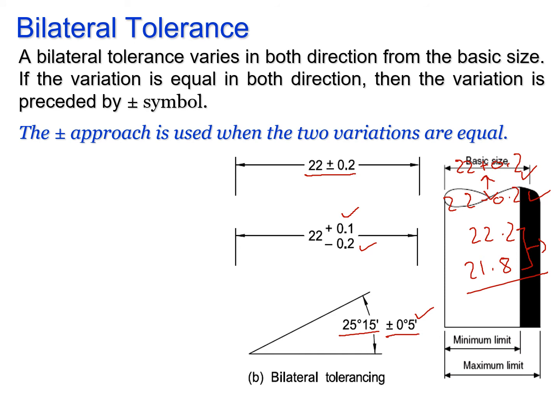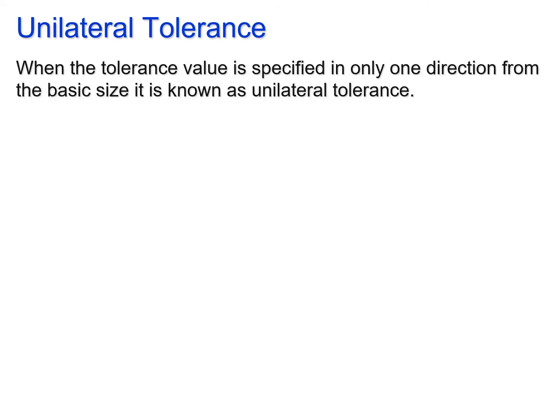For example, if we look at this diagram of a shaft, if this is the basic size, up until here, the lower limit is the minimum limit and the maximum limit is the upper limit of that tolerance, and this is the basic size, the one to which the tolerances will be assigned. Then we have unilateral tolerance, in which the tolerances are in one direction.